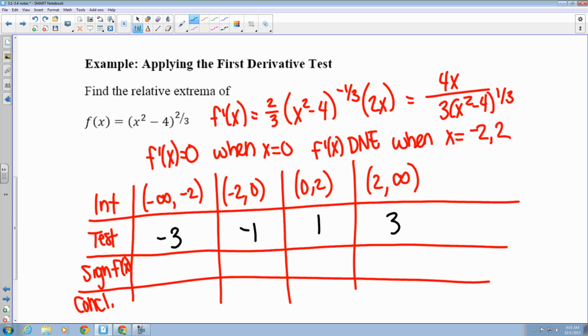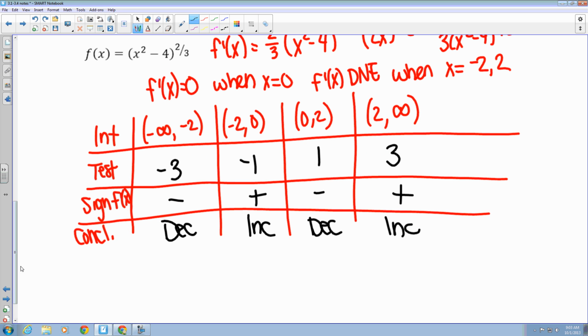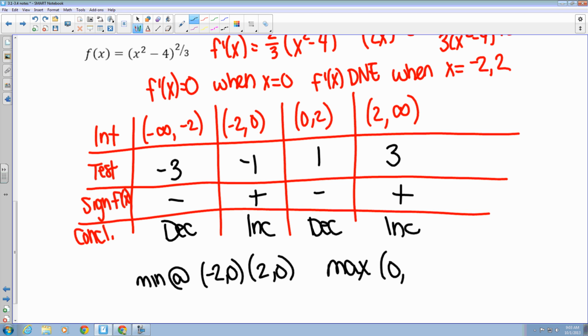I try to pick the easiest numbers possible and then plug those in. First we're negative, positive, negative, positive. I'm just skipping plugging those in because that's simple algebra and I want to get through the calculus part of it. Decreasing, increasing, decreasing, increasing. We could draw a little mental picture if we need to. We know we have a minimum at -2, 0 and 2, 0, and a relative max at 0, and the y value is the cube root of 16.